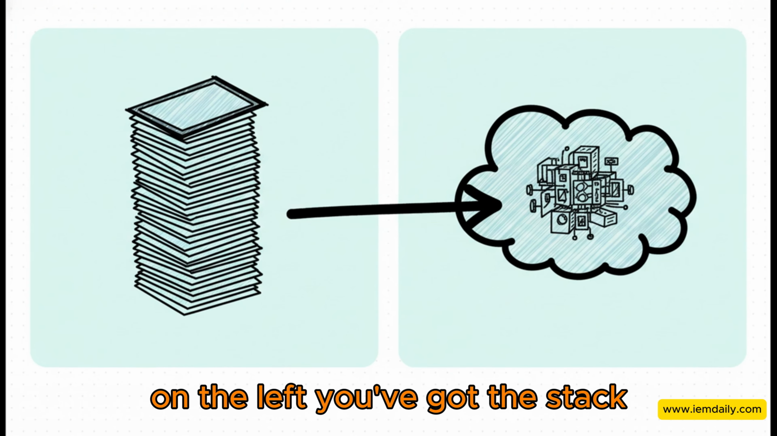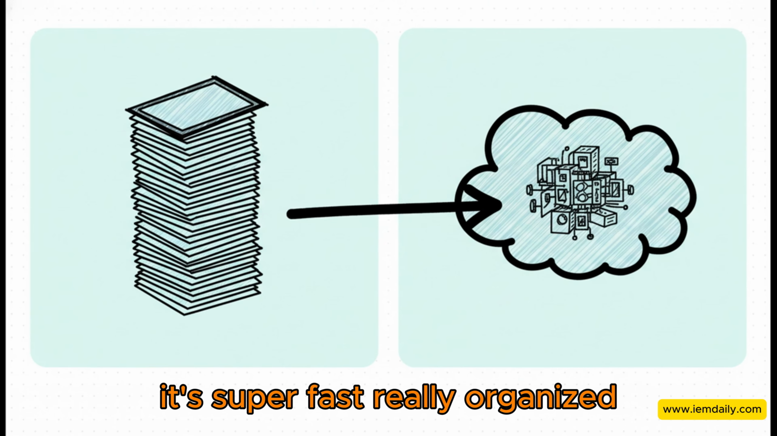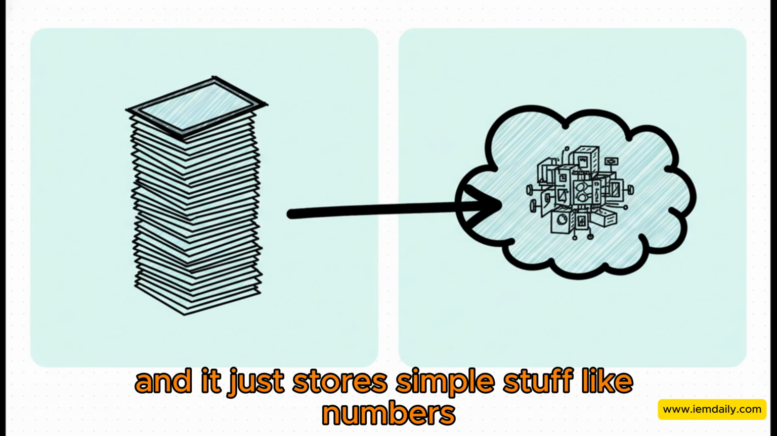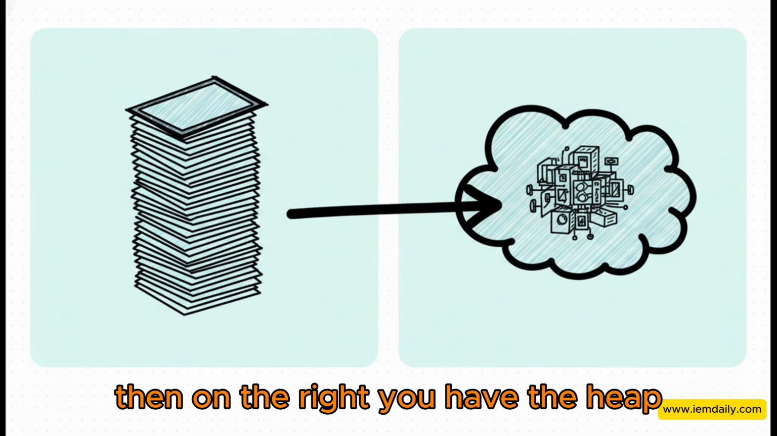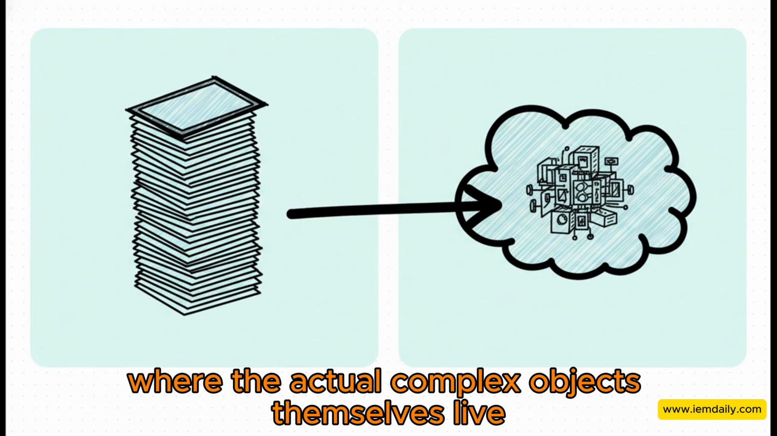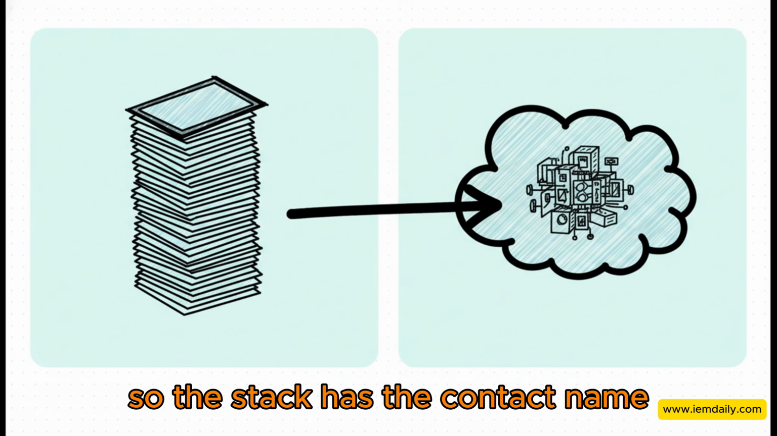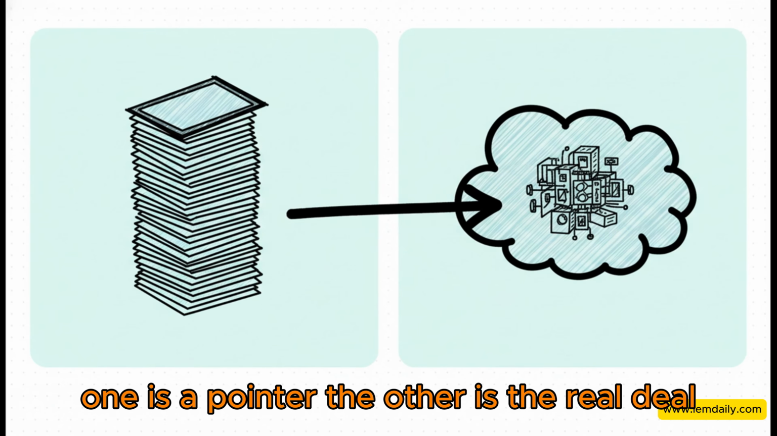On the left, you've got the stack. Think of it like the contact list in your phone. It's super fast, really organized, and it just stores simple stuff like numbers and, most importantly, the names of our objects. Then, on the right, you have the heap. This is a much bigger, more wide-open space where the actual complex objects themselves live. So the stack has the contact name, but the heap is where the actual person lives. One is a pointer, the other is the real deal.